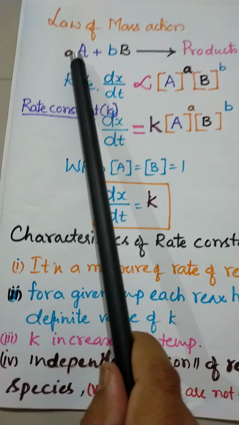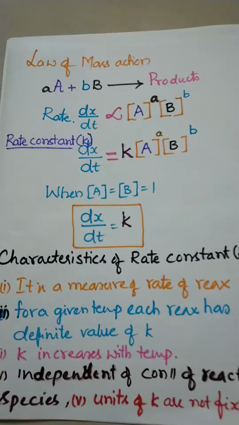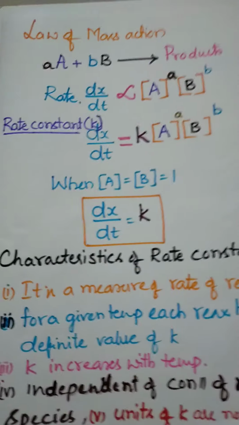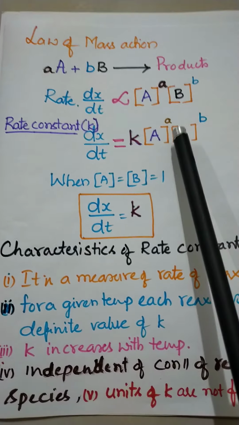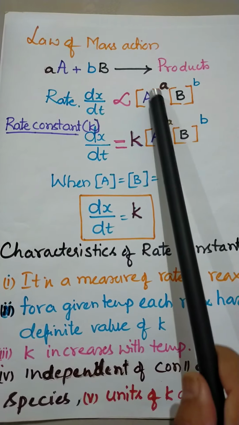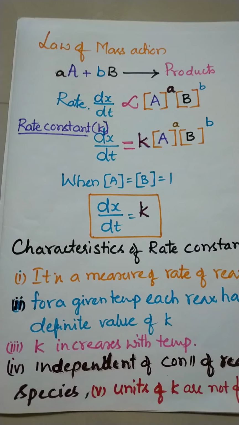But the coefficients are to be raised to their power. In the law of mass action, only this comes: the coefficients of the reactions. The coefficient number, whichever number comes, goes up as the power on the concentration. So here we have taken A, that will go to power a, and then this will go to power b. So this is the law of mass action.